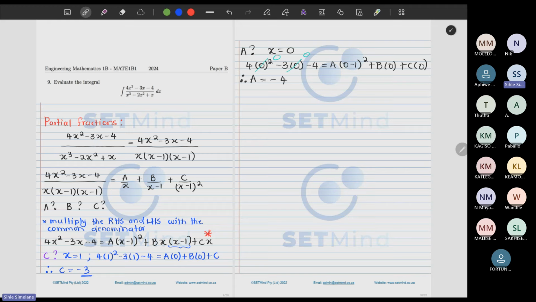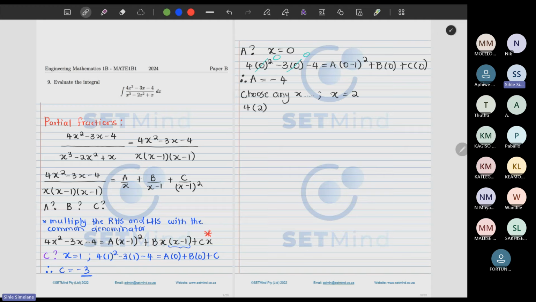So now we have our a and our c. What we are missing now is our b. And if you think carefully for b now, we can choose any x value. So we can choose any x for b because we already have the other ones. And I'm just going to take a simple x value. I'm going to choose x is 2.